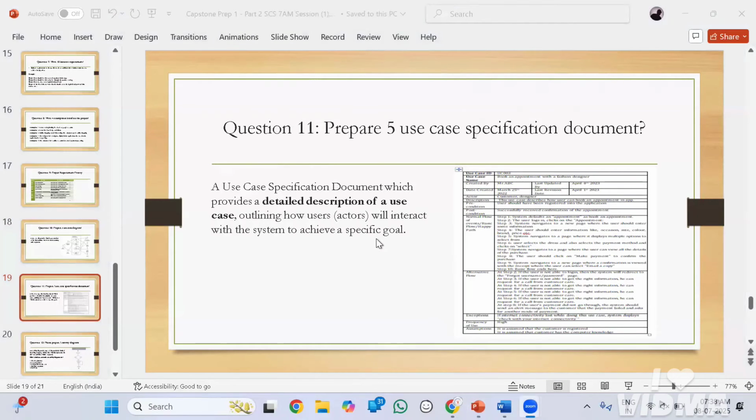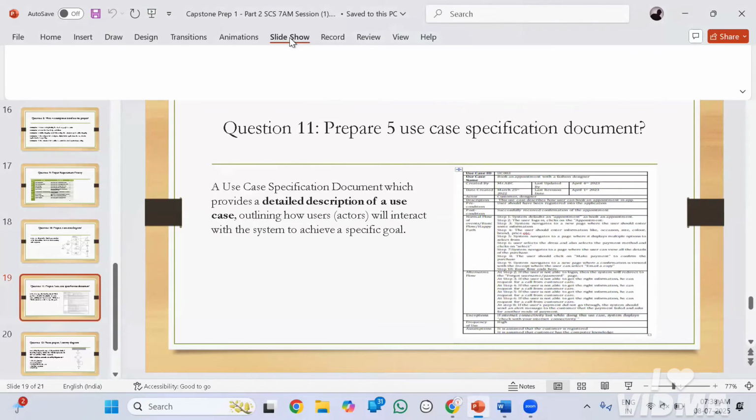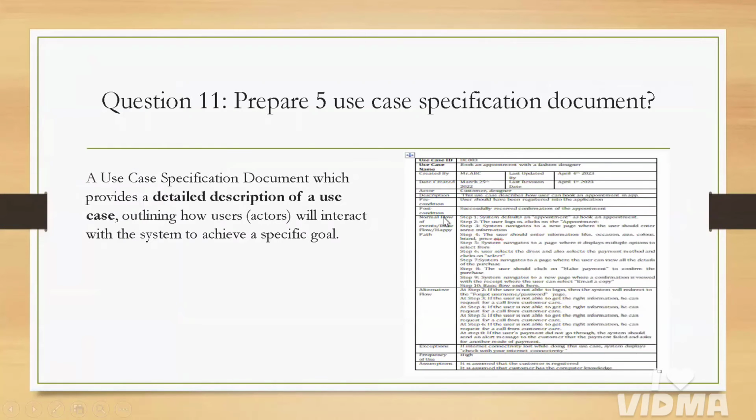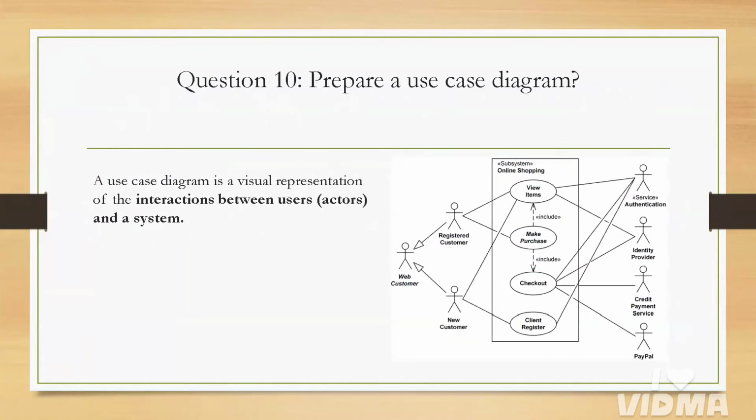So, the 11th question: use case specification. Use case specification is a kind of document prepared to maintain the detailed description about each and every use case. In the previous question we had use cases like view items, make purchase, checkout, and register. So these are the use cases.